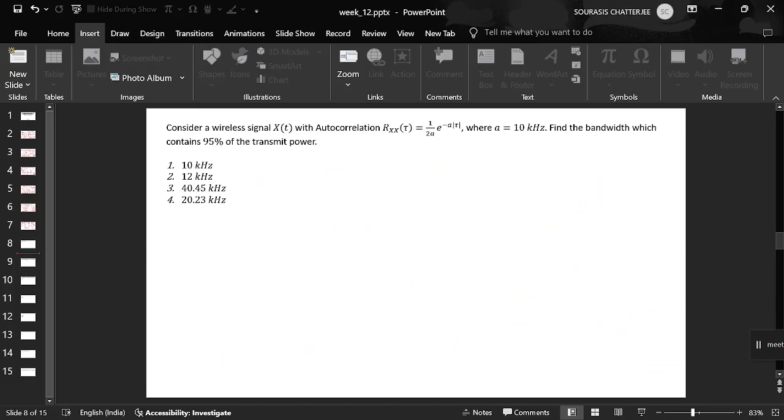So we have a next question. We have to consider the wireless system xt, which has a particular autocorrelation function, and you have to find the bandwidth which contains 95% of the transmit power. Okay, so we are given xt.